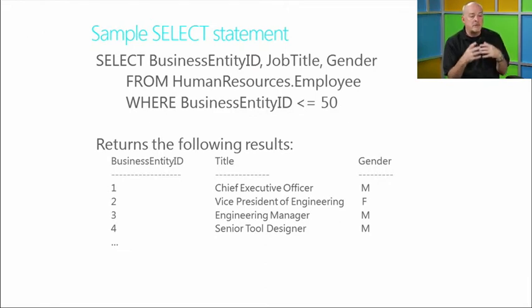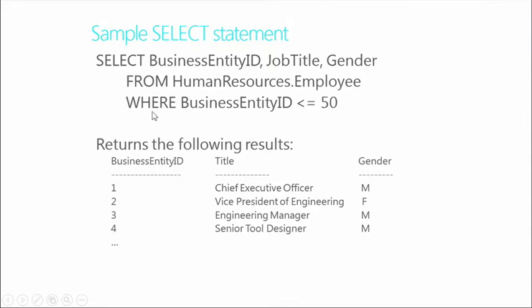This is an example of a still fairly simple select statement, but now we've supplied 3 column names instead of the asterisk. And instead of dumping everything out from the employee table, we said where business entity ID is less than or equal to 50. So we're supplying a where clause saying I want to see everything from 1 to 50. And this is what I want to see: job title, and gender. So we're specifying the actual columns, and we're specifying the rows. The rows are driven by the where clause. The columns are specified right after the select clause as to what columns you want to see.